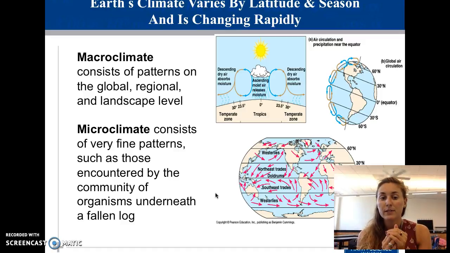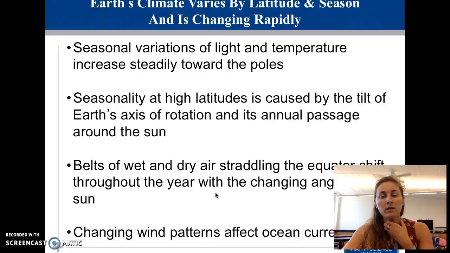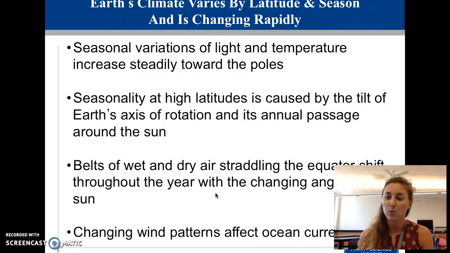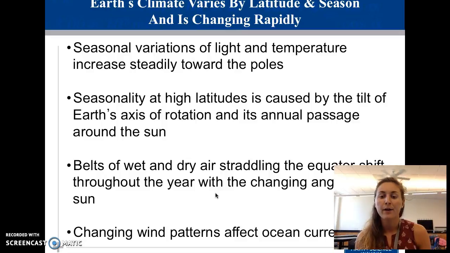Your microclimate is going to be defined by very small patterns just where you live. So my microclimate would be my house. An ant's microclimate would be under its log. These also talk about climate a little bit more, and how they determine what organisms will live in a certain area. These are pretty self-explanatory. Feel free to pause here and jot these down.